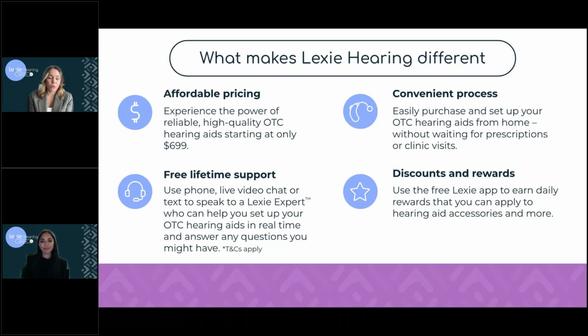It was designed working with audiologists so that when you take it out of the box, it's easy to set up on your own. And if it's hard, if you're having trouble, there's lifetime support available.